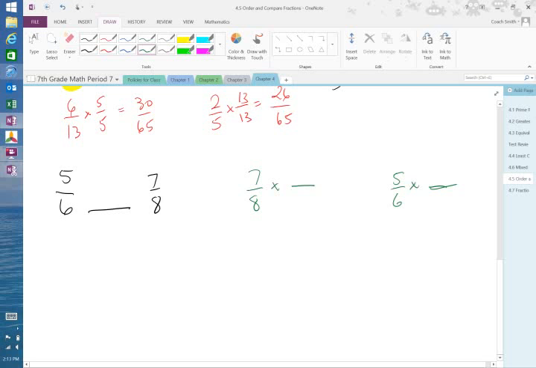What is the common denominator? Jesse, I want you to count by sixes. Go. Okay, stop. Now I want you to count by 8. Okay, stop. Which number did you run into first? 24. So the common denominator for these two fractions is 24. Okay?